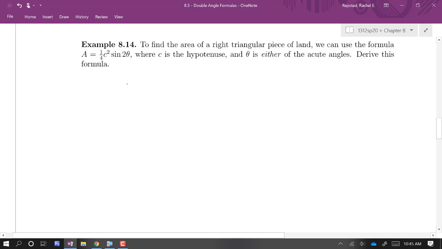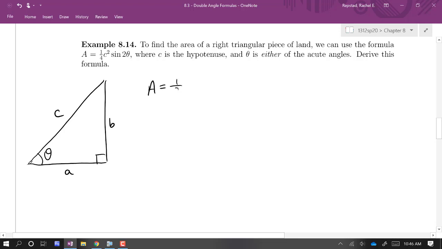So I guess it's still a proof thing, right? But we're going to show that the area of this right triangle can be given by that formula. And so I guess maybe we'll just start by drawing the right triangle. So they said that C has to be the hypotenuse. I'll label these other sides as A and B. Theta could be either of the acute angles. I'll just let theta be that angle right there. And now what we already know about finding the area of a triangle, we get to use for free, that the area is 1/2 times base times height. So that'll be 1/2 times A times B.